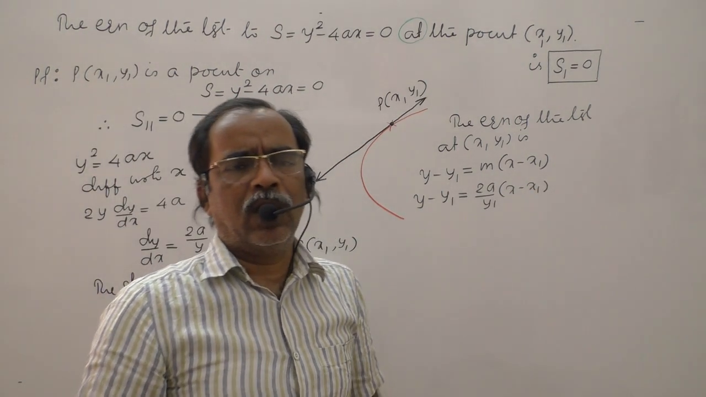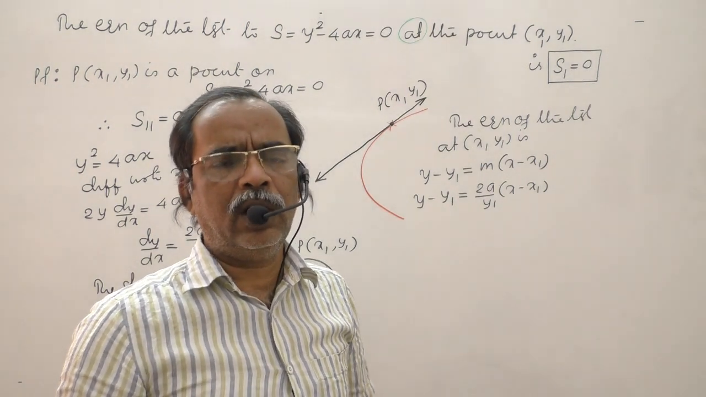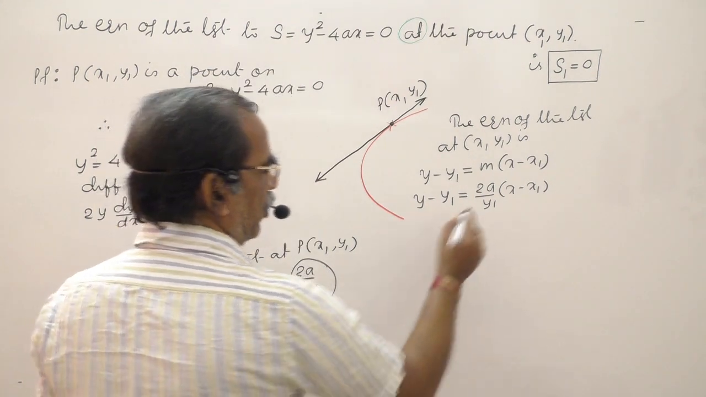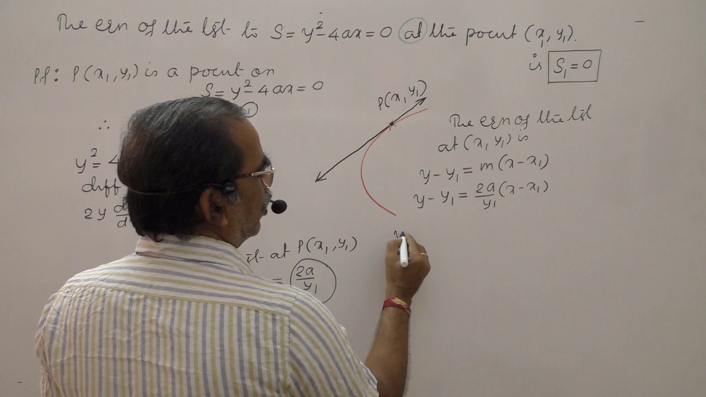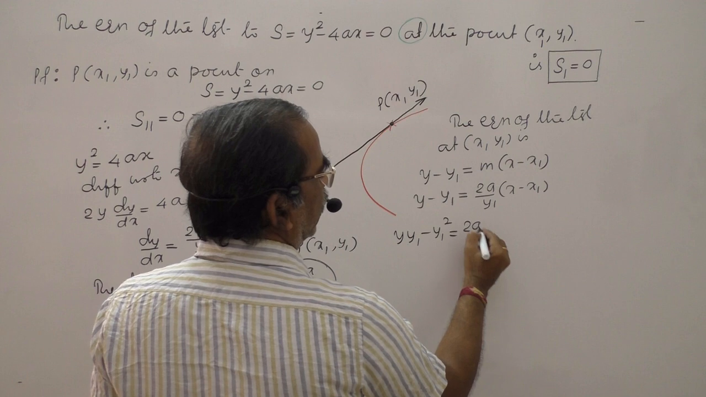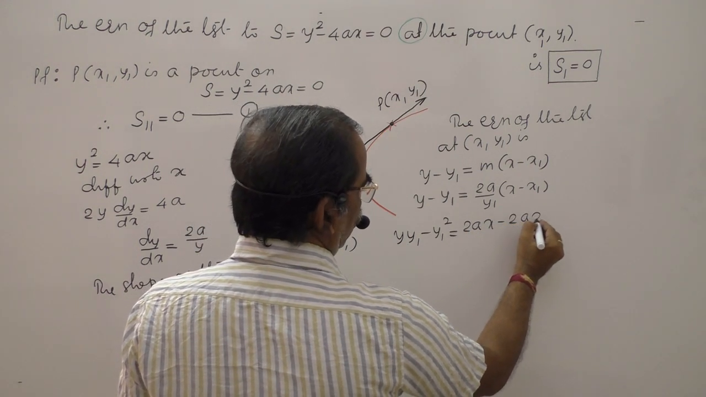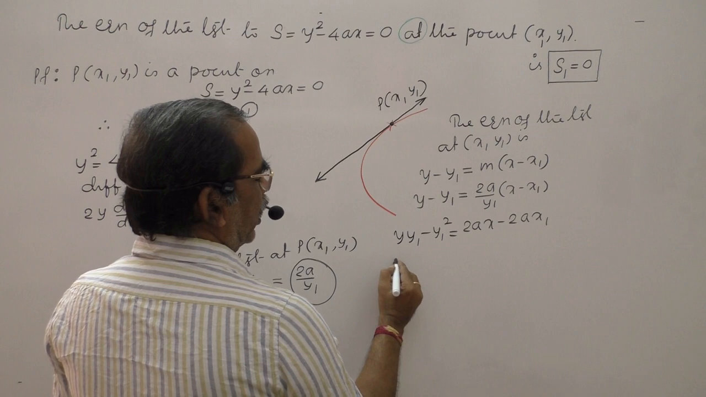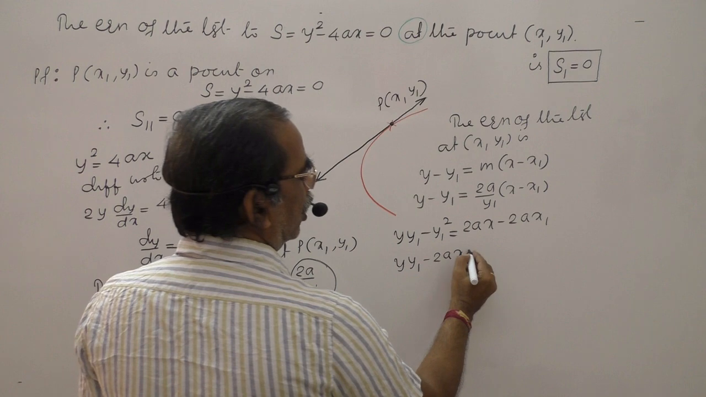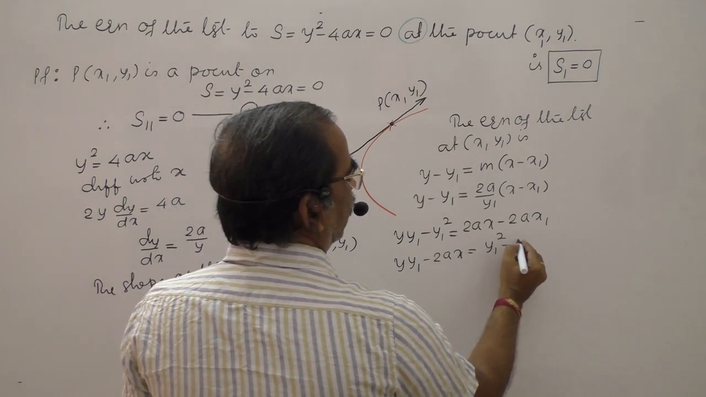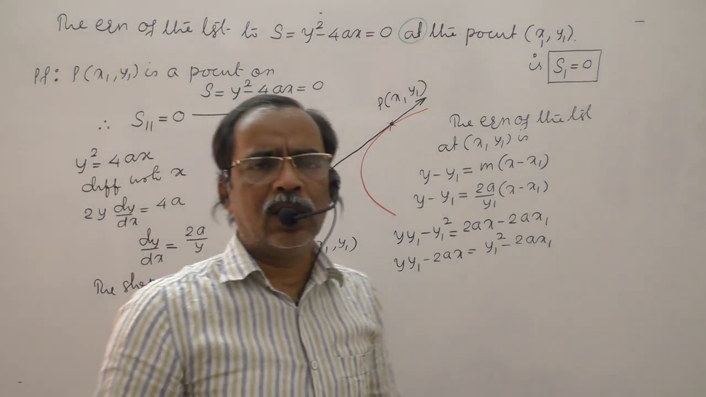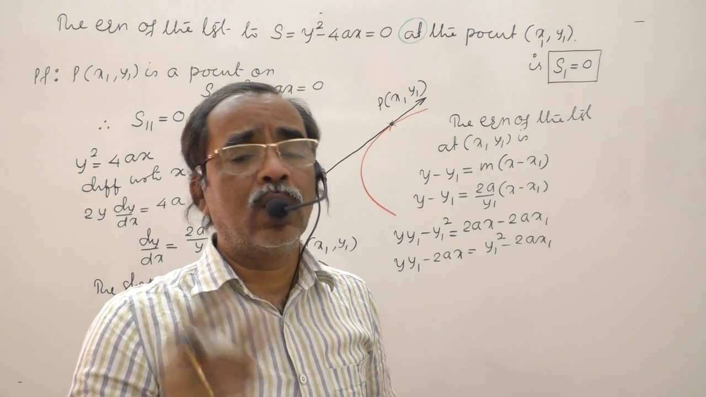To remember the formulae simply or easily, we will be transforming those into notations. Yes, let us simplify. By cross multiplication, y y1 minus y1 square on the left. On the right side, 2ax minus 2ax1. And I arrange this as y y1 minus 2ax. I wrote this on the left side. y1 square minus 2ax1. Why am I doing this? Simply to get the equation in notations.